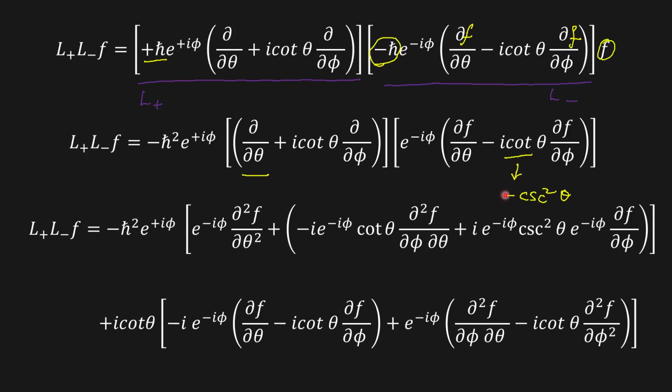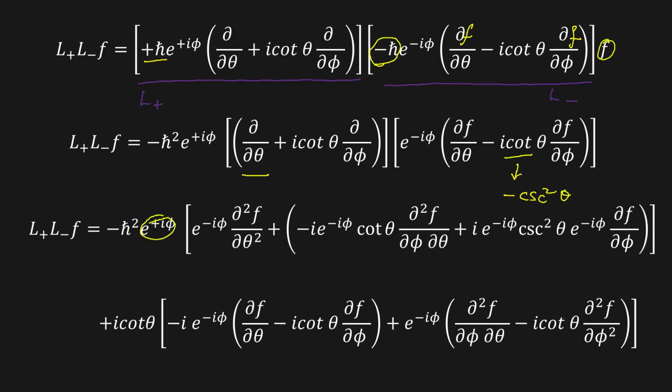Then you have this e to the power minus i phi, and of course you are keeping del f over del phi as it is. You are differentiating only cot theta, which will become minus cosecant squared theta, and minus of minus will become plus. Here we can eliminate some of the terms, particularly the exponential term.